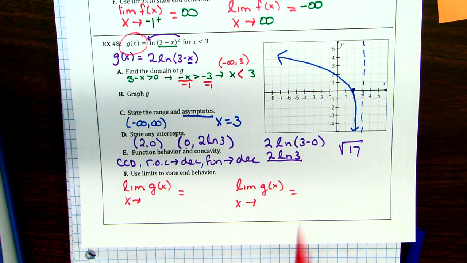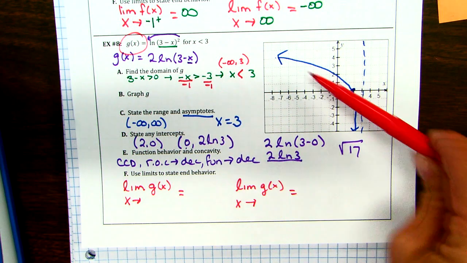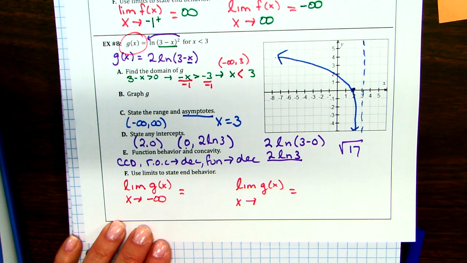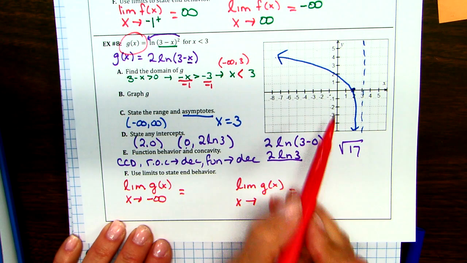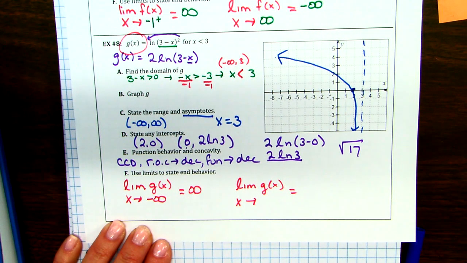What's happening to the left? X is traveling towards negative infinity with nothing to stop it, right? It's going to the left. There's nothing there that's stopping it. He can go as long as he wants towards negative infinity, and our y values aren't blocked by anything. They're going up forever, right?